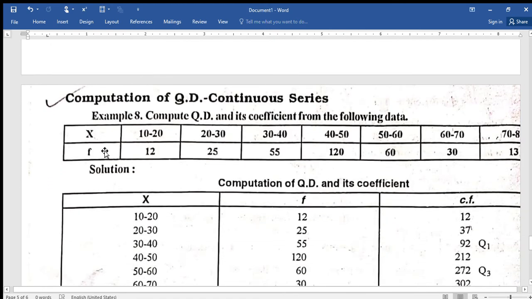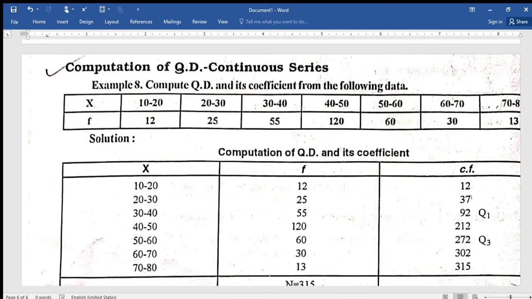Fine. Let me explain one more problem: computation of quartile deviation for the continuous series. Let me tell once again: computation of quartile deviation, continuous series. Compute the quartile deviation and its coefficient from the following data. That is the problem in this case.